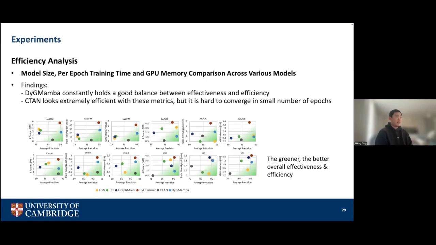And we also find that CTN is extremely efficient with these metrics. But when we were doing experiments, we found that CTN is a little bit hard to converge. That's why it performs well on per epoch training time. It doesn't mean that the total training time will still be low.